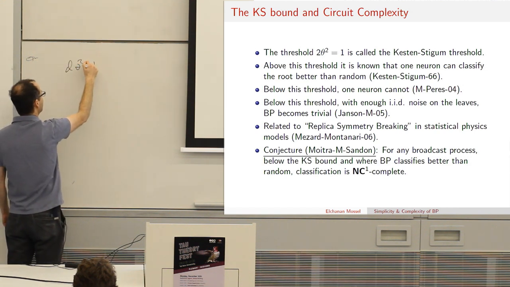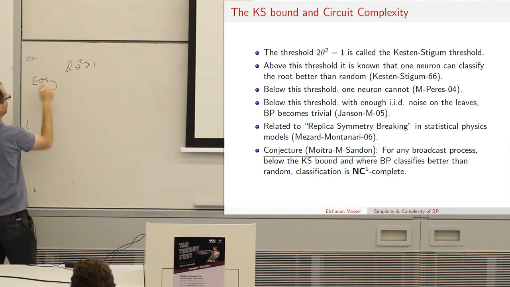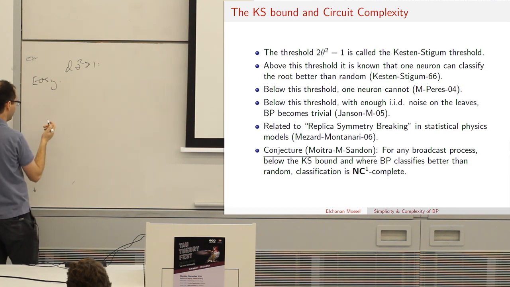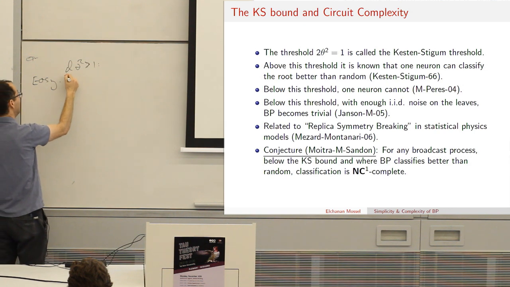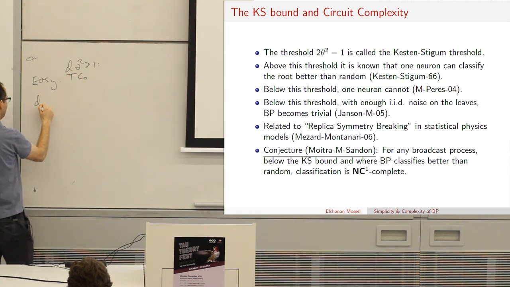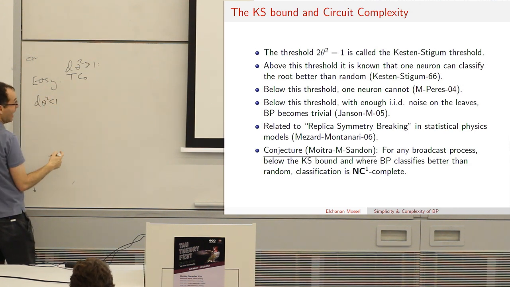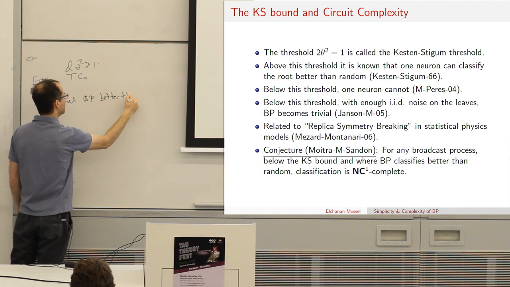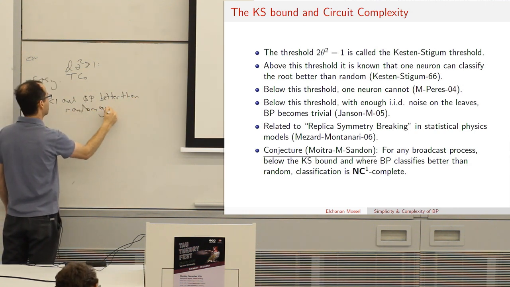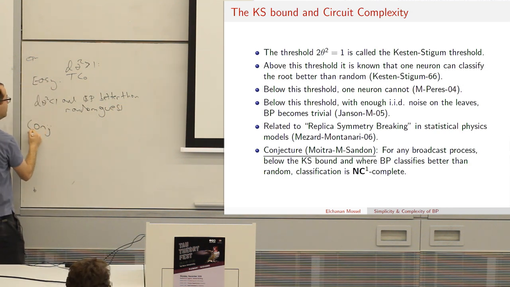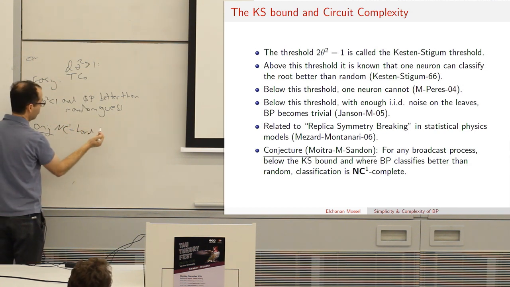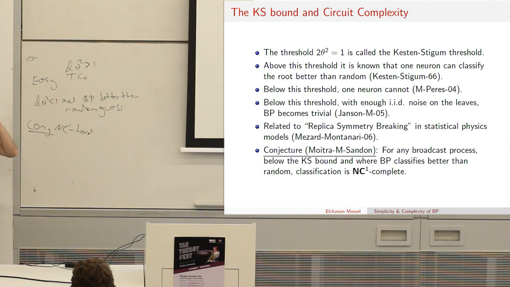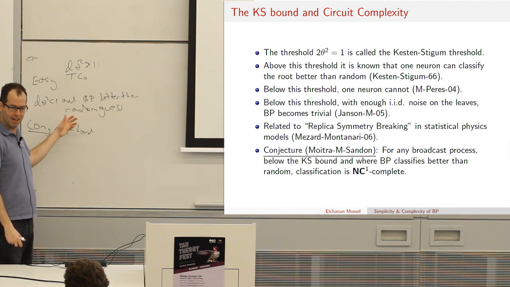If d theta square is greater than 1, we saw that many things are easy, in particular in the case of a block model. In the case of phylogeny, we saw that this is easy. In the case of the circuit we were talking about, we saw that it's in TC0. If d theta square is less than 1, and BP does better than random guessing, of which we've seen many examples, the conjecture is that this is NC1 hard or complete. So that's the picture. If this conjecture is true, and we have all the indications that it is, there's a nice relation between a phase transition that comes from physics and a computational complexity difficulty that we see in analyzing belief propagation.